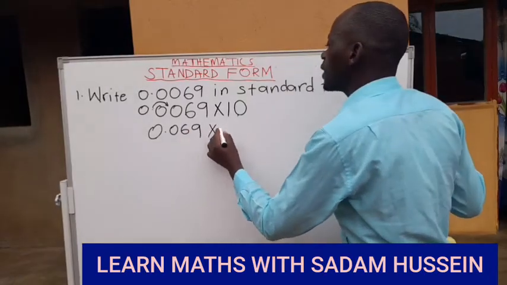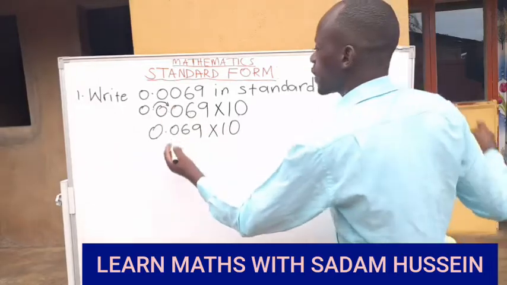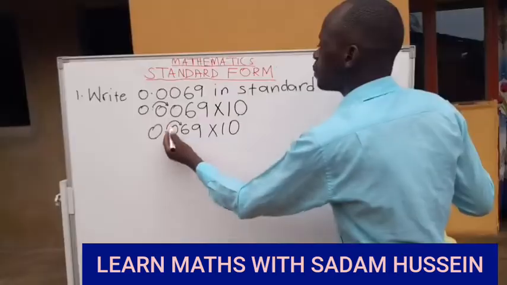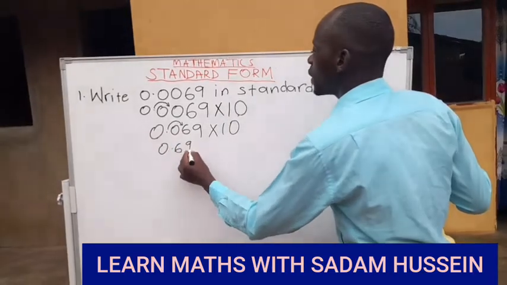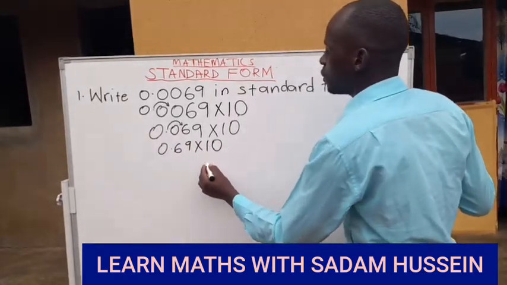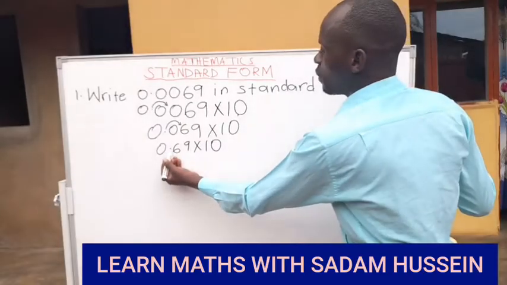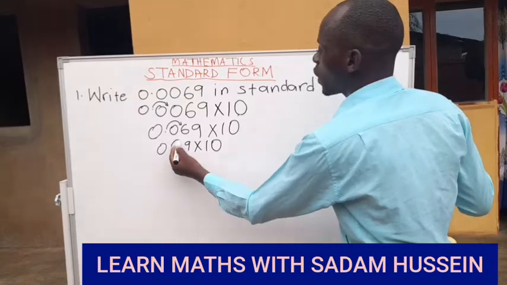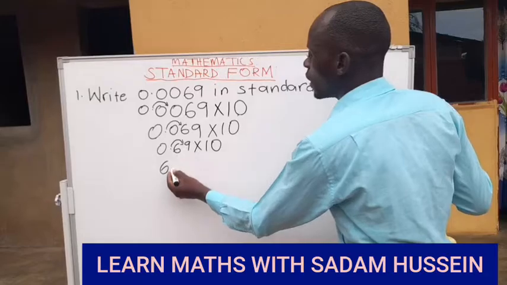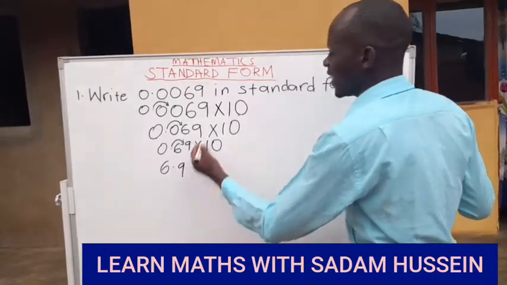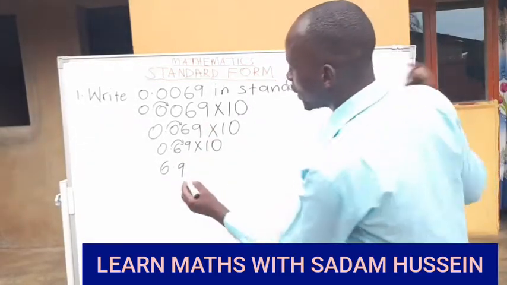So it's now 0.069. Again, times 10 until you get one significant figure to your left-hand side. So you also move this way. You have this point moving, the other 0 goes. So 0.69 times 10. We still have no significant figure on your left-hand side, so you keep moving. Now this time you have 6. You leave out the other 0. The point is now here. 6.9. Yes, 6.9. This one is a significant figure.